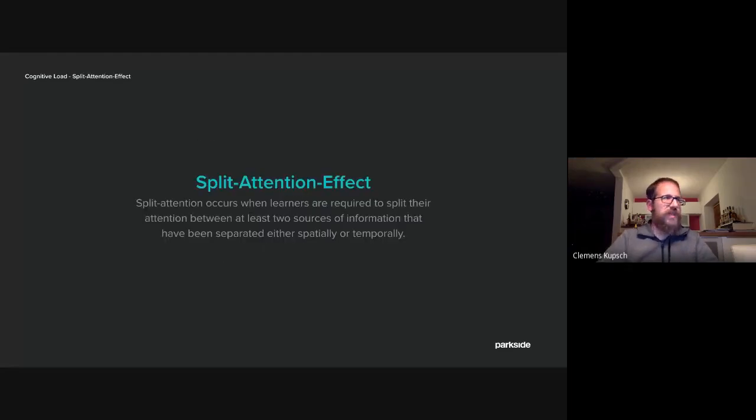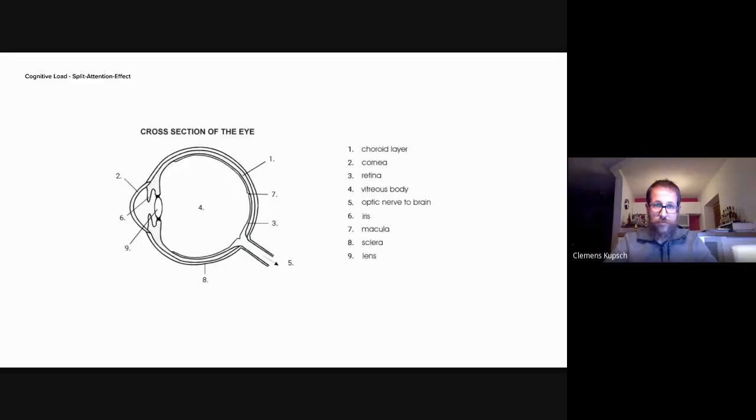The split attention effect. Well, what's that? For example, labels and notes about a diagram or image placed at a distance from it cause extraneous load. We have scarce working memory capacities and it's wasted by moving from one to the other. We have to make those connections again, and that's a resource intense process. And let me give you an example. Here we see a schematic illustration of the human eye and the names of its elements.